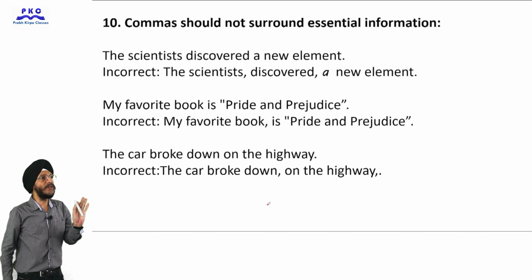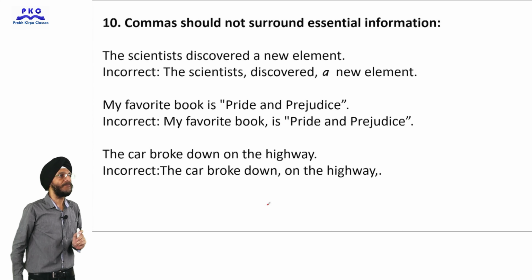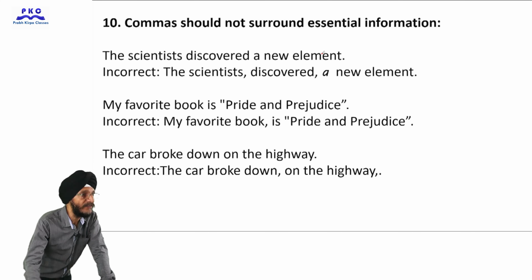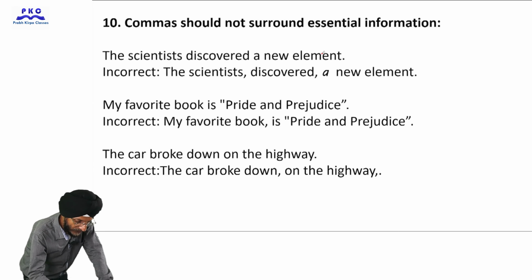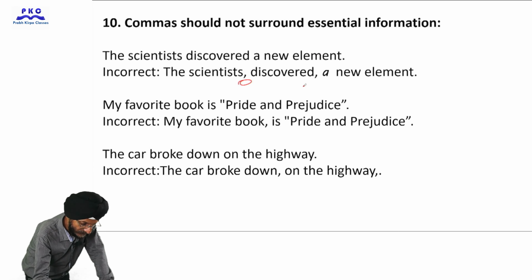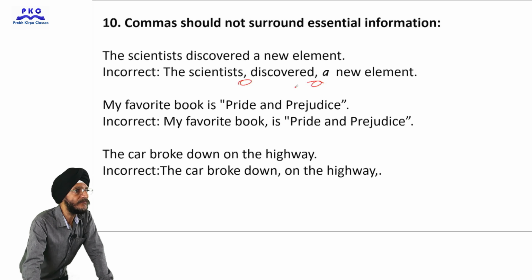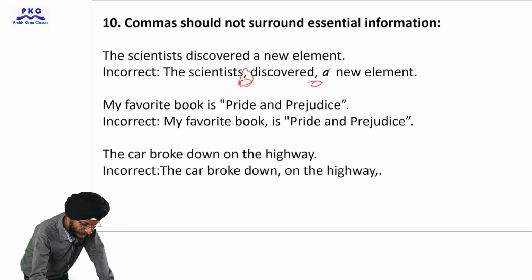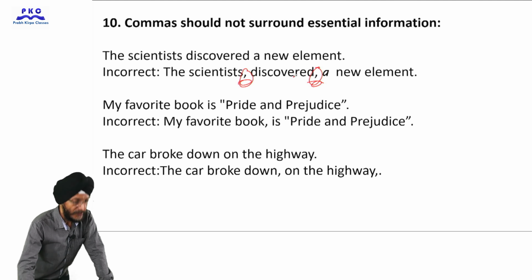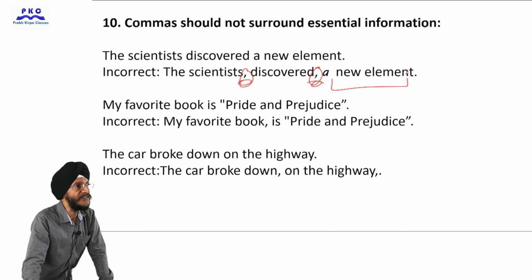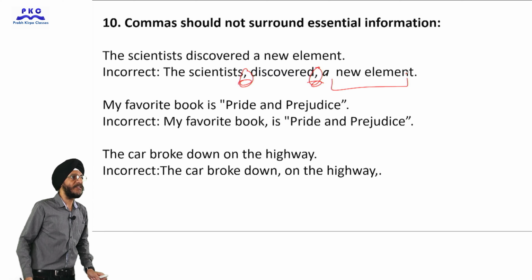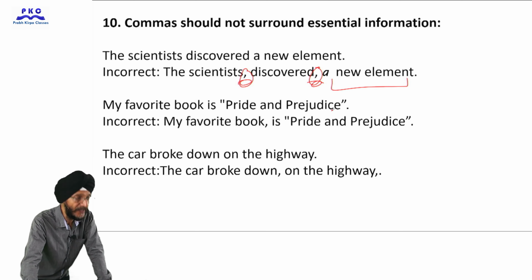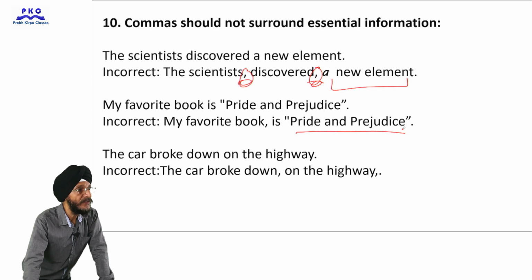Next point is, commas should not surround essential information. The example is, the scientists discovered a new element. If we insert a comma, such as we have inserted here, it is wrong. A new element is essential information. There should not be a comma surrounding the essential information. Next is, my favorite book is Pride and Prejudice. So Pride and Prejudice is the essential information.